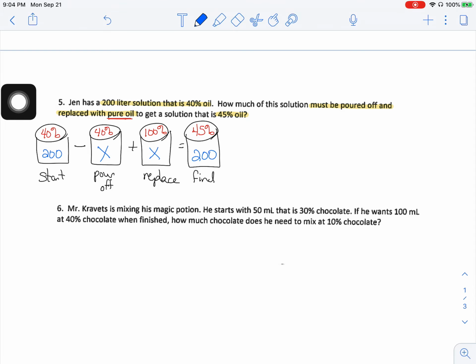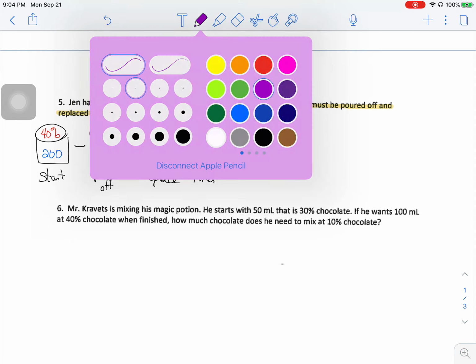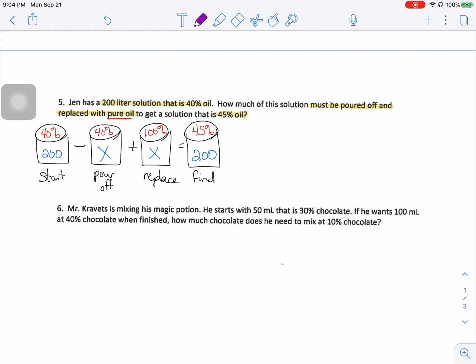Okay, so that's where you want to pay attention to that part of it. This equation still falls out just like the other ones did. So 40 times 200 minus 40 times x plus 100x is equal to 45 times 200.